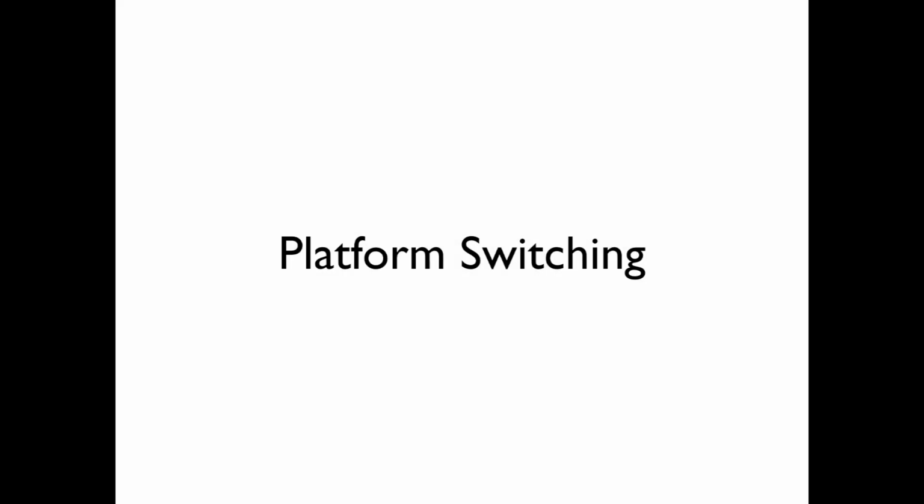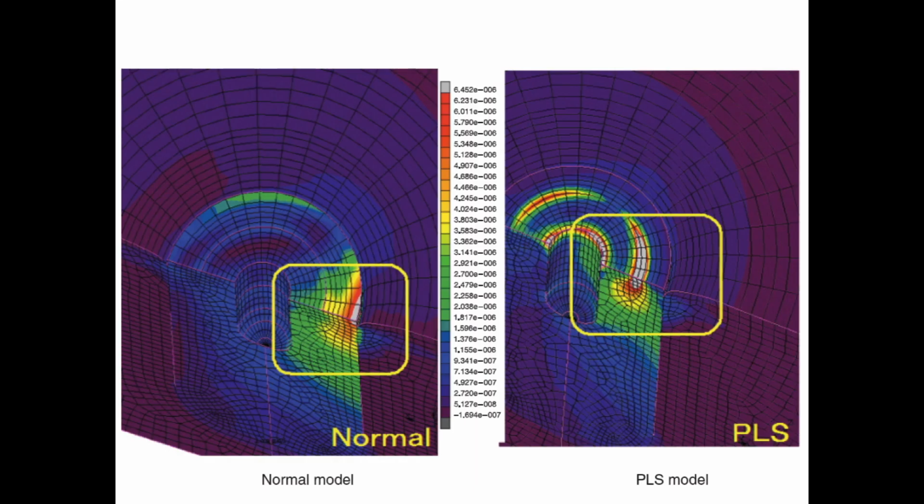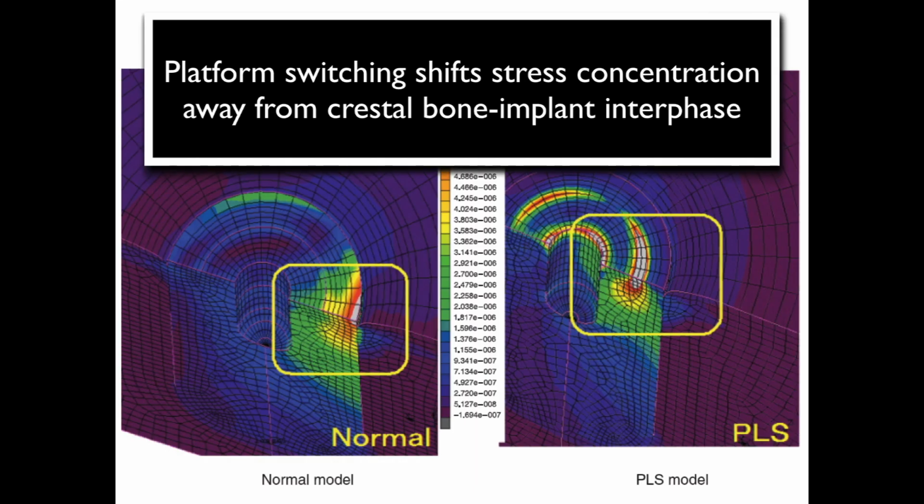Let's look at the benefits of platform switching. This finite element analysis study by Maeda in 2007 shows that platform switching shifts the stress concentration away from the bone-to-implant contact interface. Since the proximal bone attached to the scalloped implant is a small amount and delicate, any functional load can be a potential threat to cause bone loss in scalloped implants.